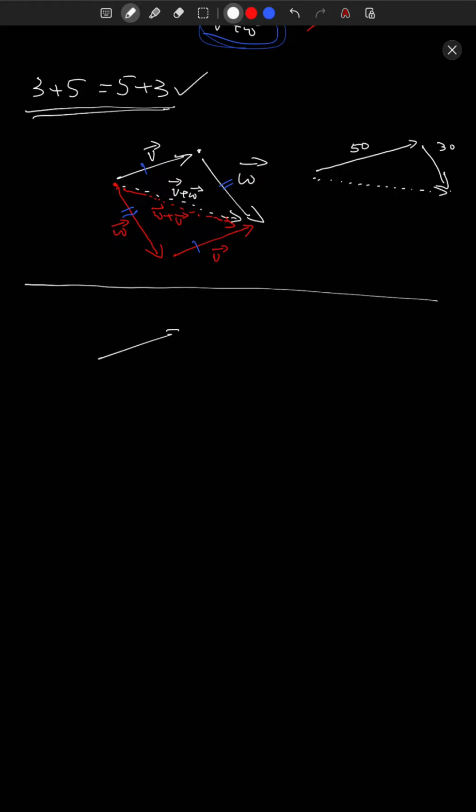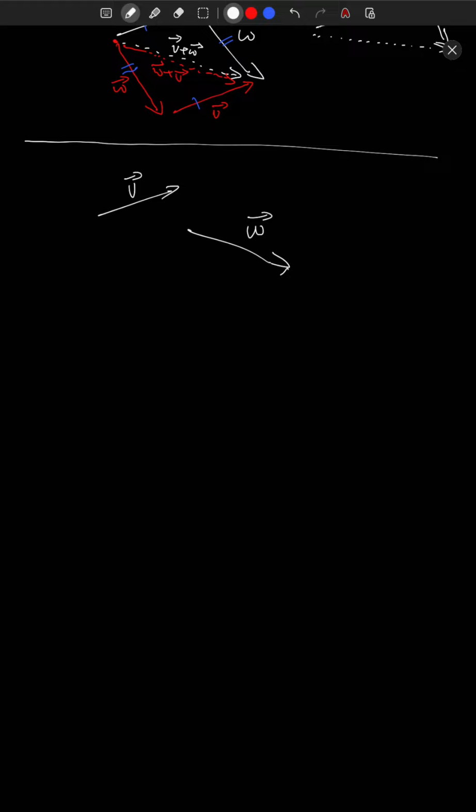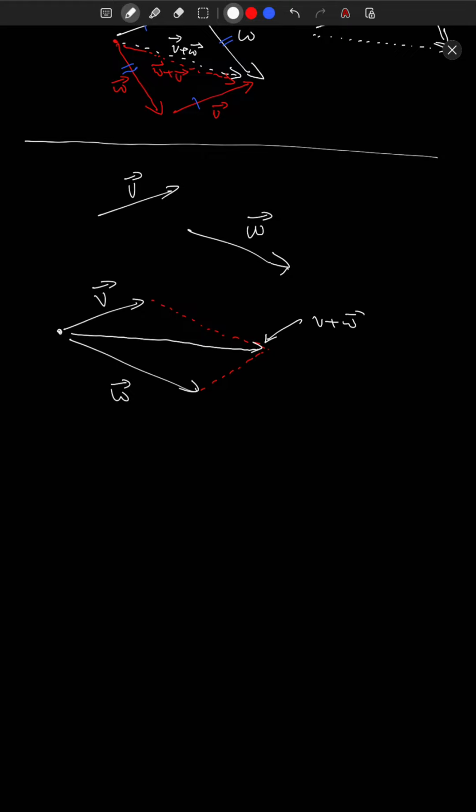Again, let's say we have V here and W like this, right? In this second method of addition, I'm going to take V and W and draw them both with the same tail. Here's W. Then I fill in this parallelogram right here, like that. And V plus W is going to be the diagonal right there.